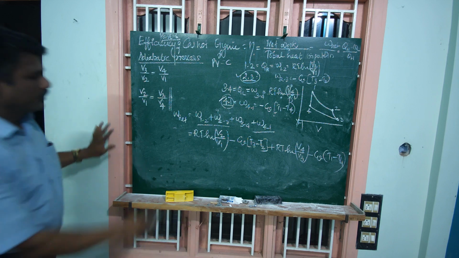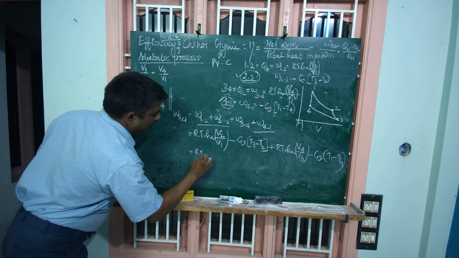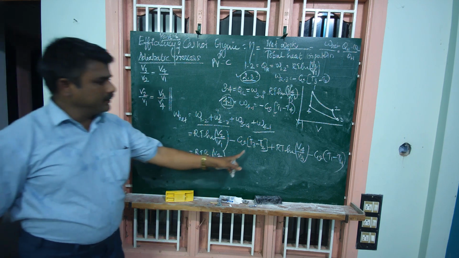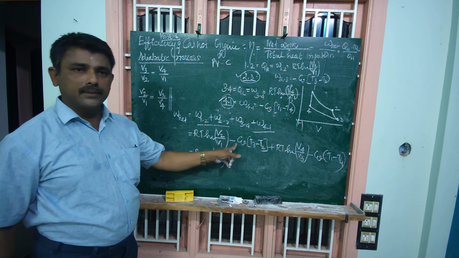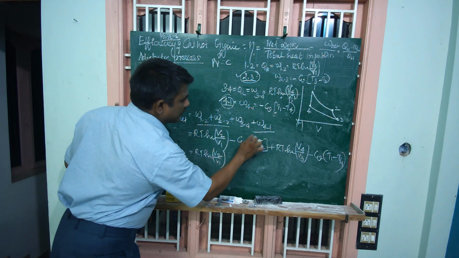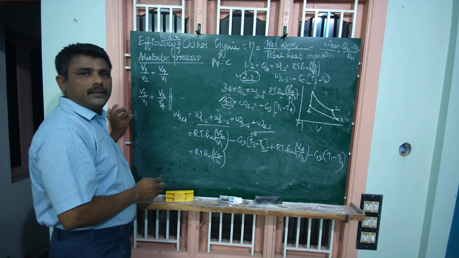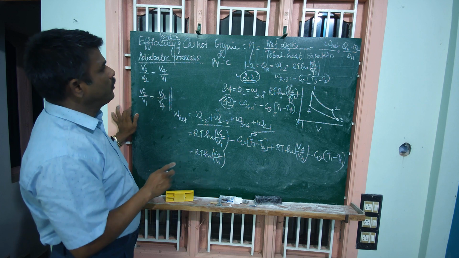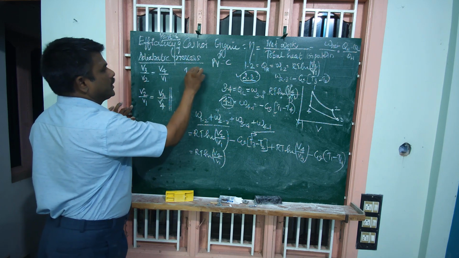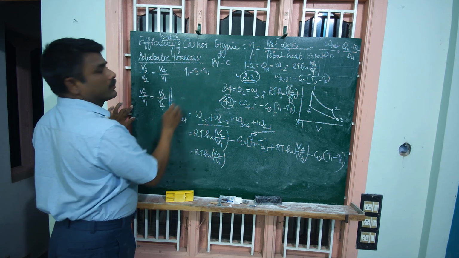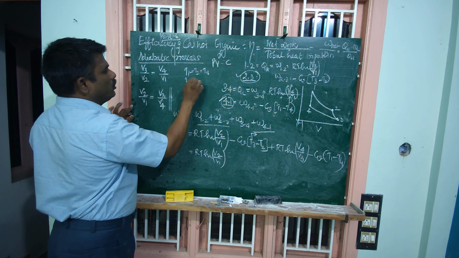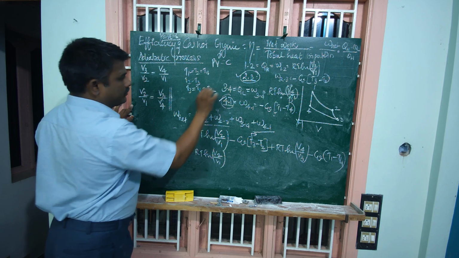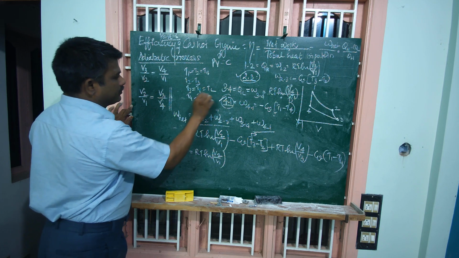Just listen. RT ln V2 by V1. I am going to change the sign. Clear? T1 to T2: T1 is equal to T2, this is TH. Again T2 to T3, leave it. T3 is equal to T1, that is TL. Clear? Next T4 to T1.